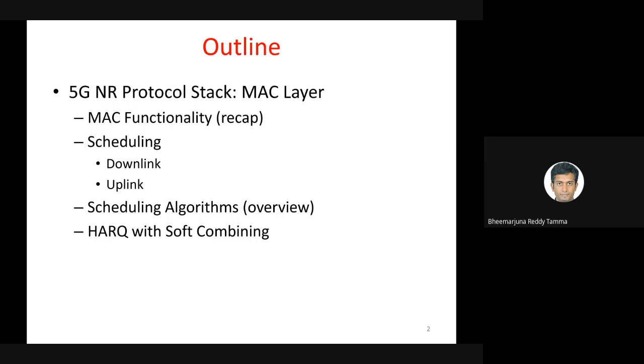Finally, we'll conclude by looking at the interesting case of how MAC takes care of reliability using something called hybrid ARQ with soft combining, which is a very interesting concept that is not there in most of the other systems, like Wi-Fi and others. So I'll try to explain these in today's class.